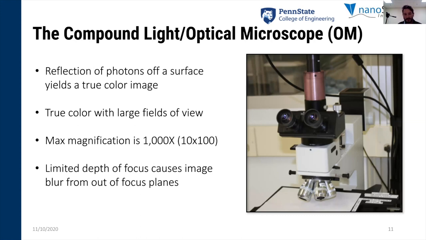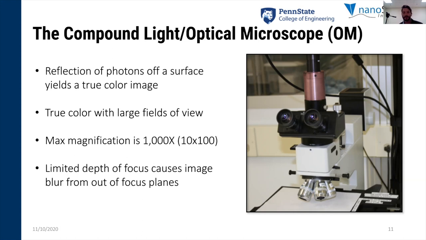One of the major limitations of the optical microscope is the max mag. It's only typically on the order of a 100x objective, and as we'll see shortly, that's going to limit your applications. The other thing with light microscopes is they have a limited depth of focus, and that's going to cause lots of blurry areas in your image if the sample has lots of different heights within your field of view.